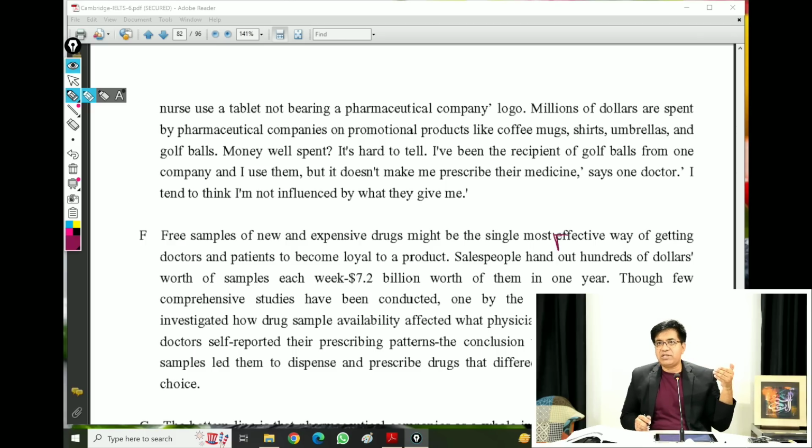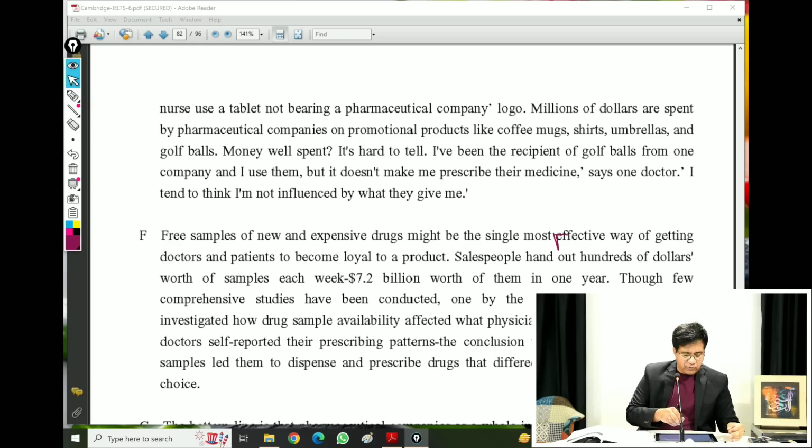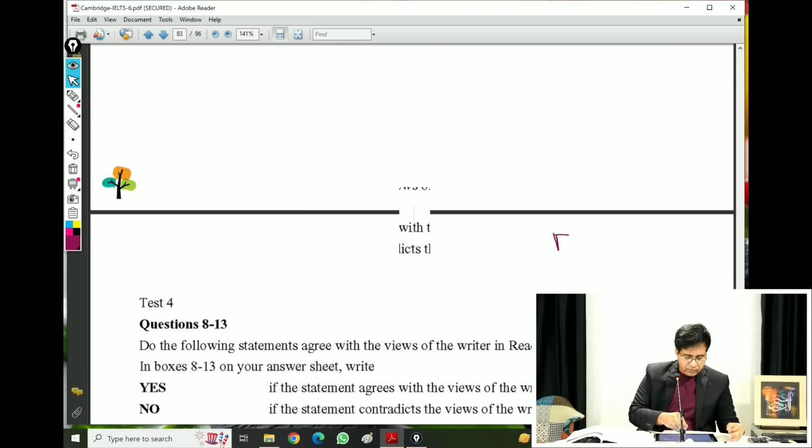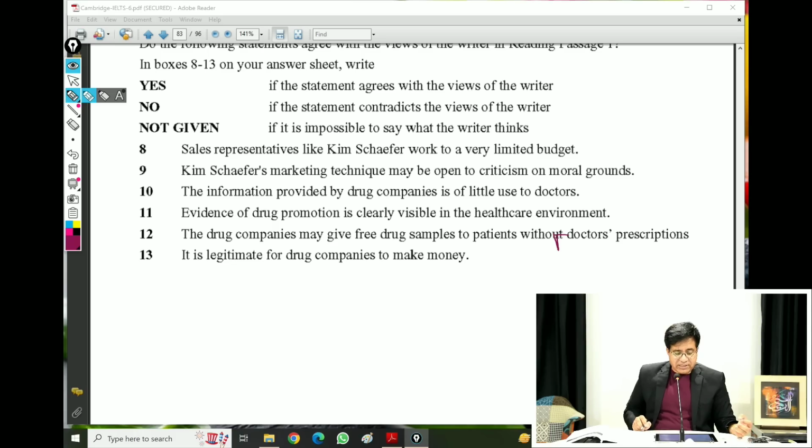Now tell me, information is visible or invisible? Visible. So we go back to the question. The question is, evidence of drug promotion is clearly visible. Yes, it is on the pen, it is on the tablet, and this information is clearly visible in the healthcare environment. And what is healthcare environment? Doctor's clinic, nurse, and the way they are operating. So answer is yes.